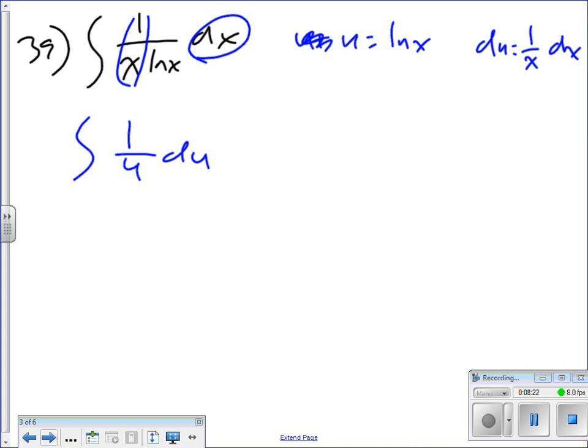What is the antiderivative of 1 over u? Natural log of u. So ln of u plus c. So substituting back in, it's the natural log of x plus c, which is not the natural log squared, because it's not the natural log of x times the natural log of x. It's ln of ln of x. You can't do anything to that. You have to leave that.